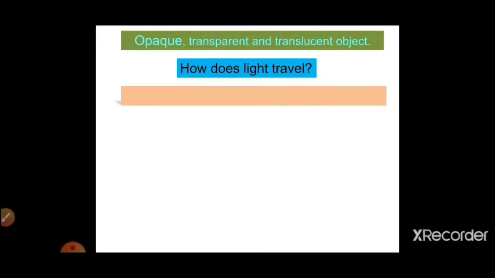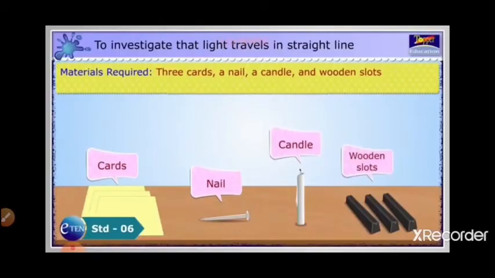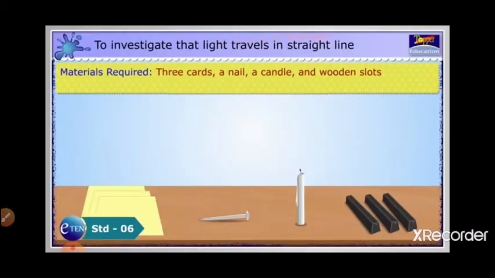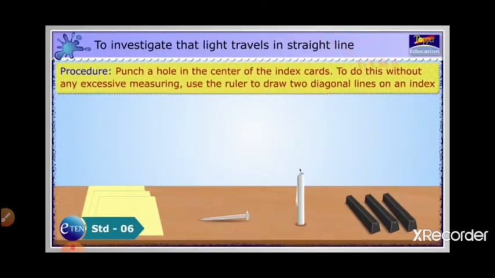So in that way we can observe how light passes through. One activity we can do with 3 cardboard sheets, with which you can observe how light passes. You have to remember that light always passes in a straight line. This activity you also have to do. So look at the video. We just take 3 cardboard sheets, a nail, 1 candle and a wooden bar.